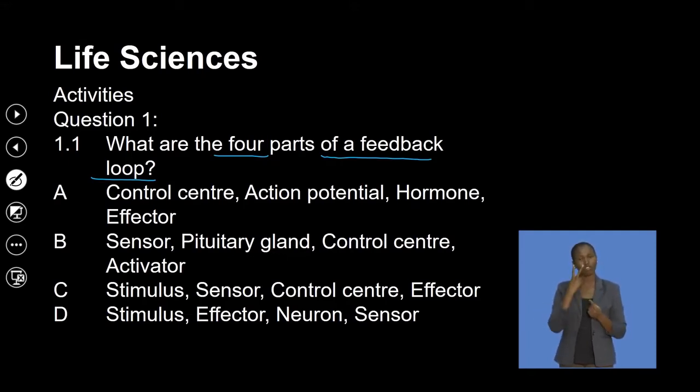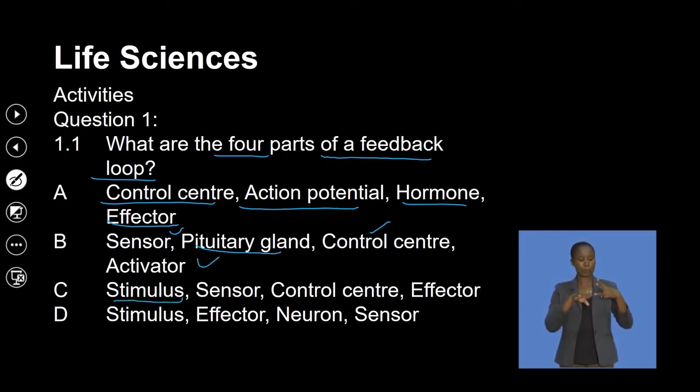A, the control center, B, action potential, and the third part of that would be hormone, and the fourth part, an effector. B gives you a sensor as being one part, the pituitary gland, the control center, and an activator. C, the stimulus, a sensor, a control center, and an effector. This seems to be the most correct option.